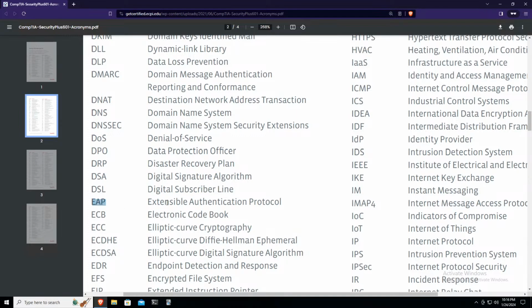EAP, extensible authentication protocol. I have seen this one a couple times in the questions. I don't exactly remember how it was used, so I'll have to come back to that one. ECP, or the electronic codebook, maybe used in the IEEE sector. Could be wrong there.